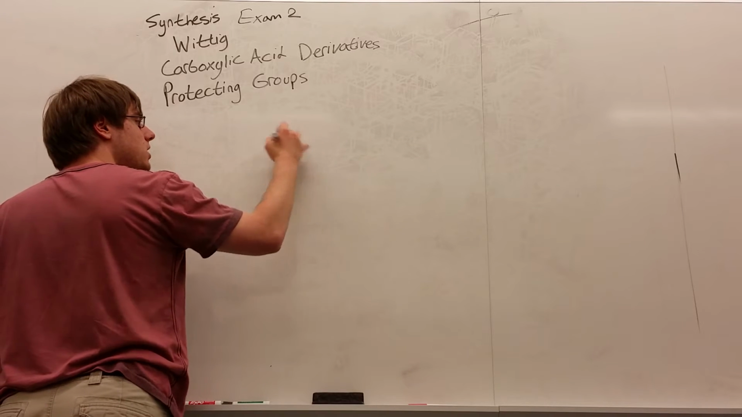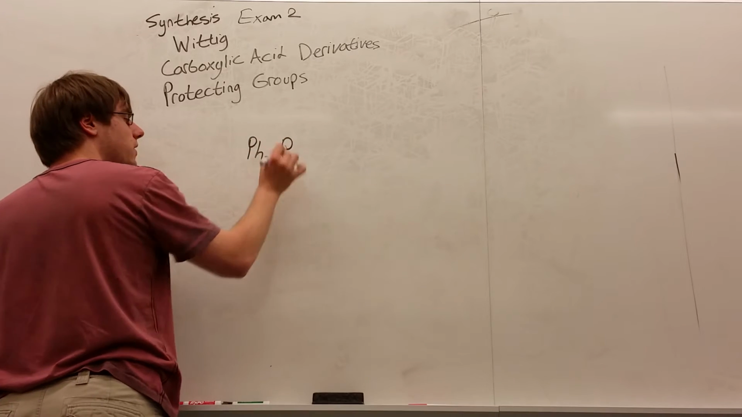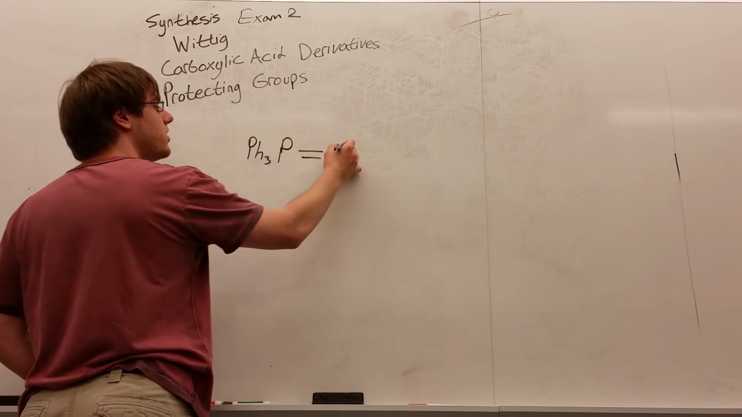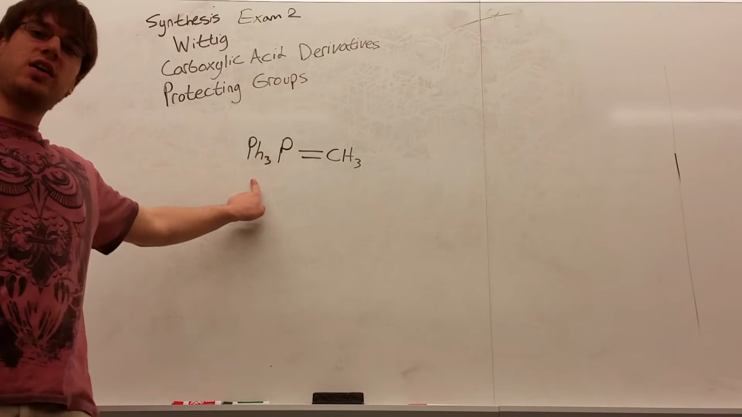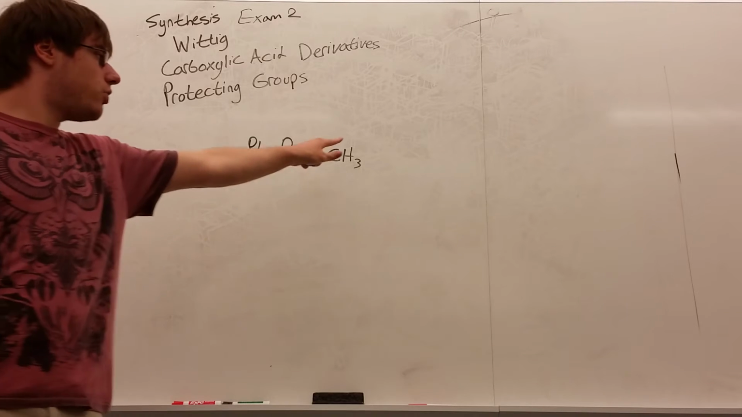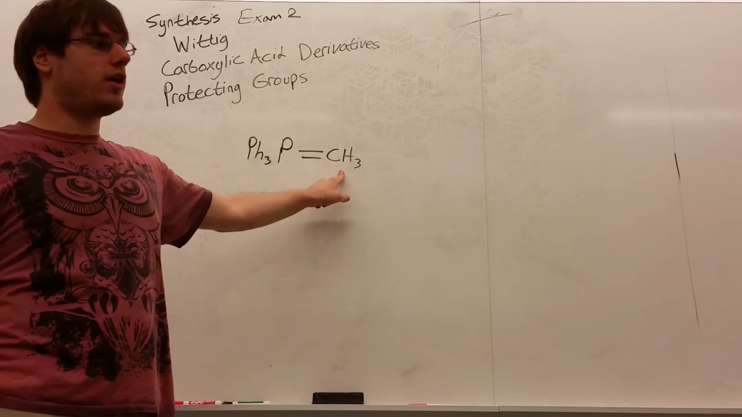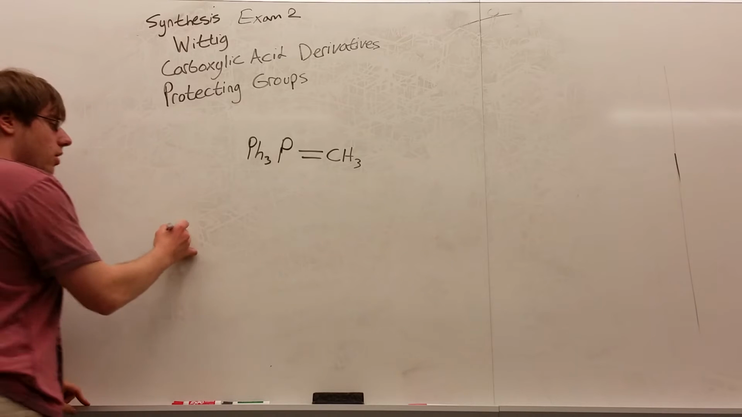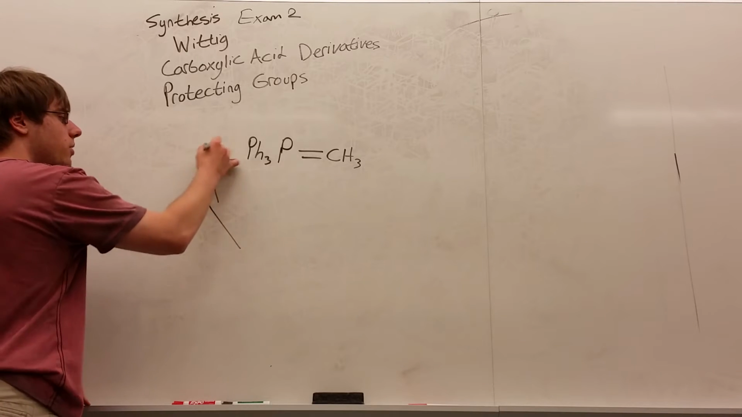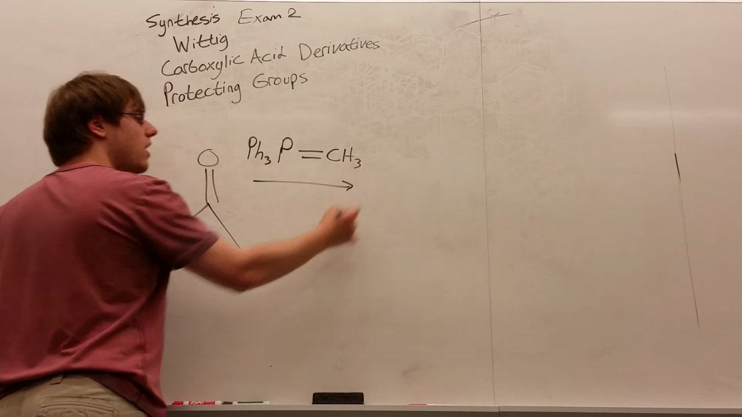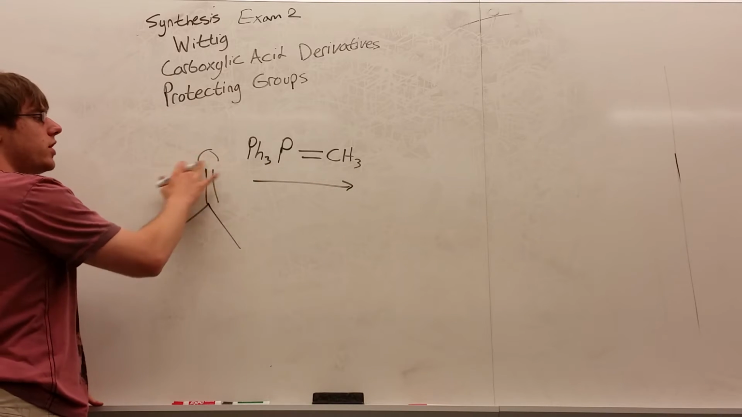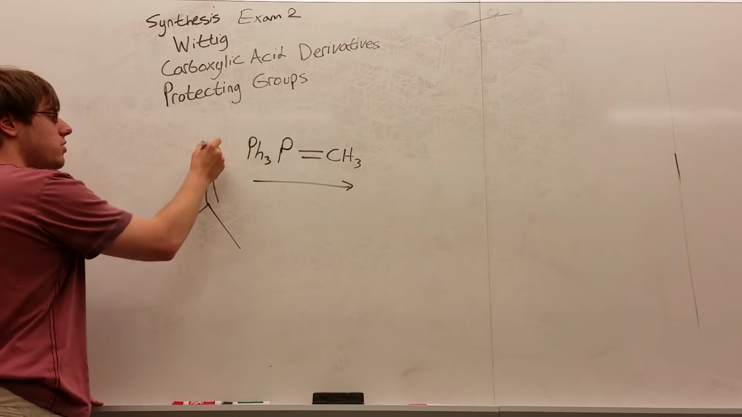Whenever you see PH3 and then the phosphorus is double bonded to some carbon chain, for example, let's just say it's CH3. What this does is it will replace any and all C double bond O's with whatever is double bonded to the phosphorus. So if I have a carbon oxygen double bond like this, going forward with this over the arrow, all I'm going to do is erase that oxygen and put a CH3 there.